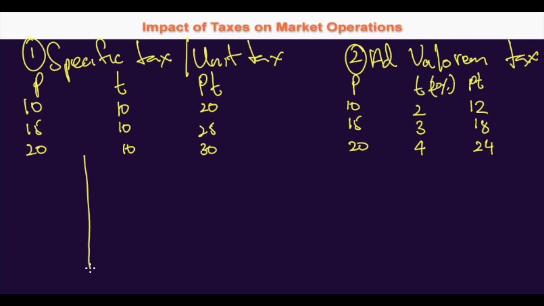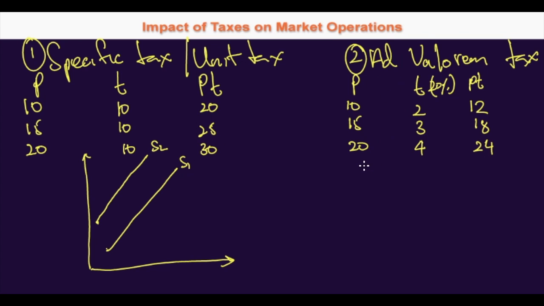If we draw the supply curve for unit tax, if this is the supply curve for different prices, before tax and after tax, it is going to be exactly parallel to the initial supply curve. So you could see that this price would be this price plus the tax amount. So it will be P plus T, and this one P2 plus T, P3 plus T, and so on.